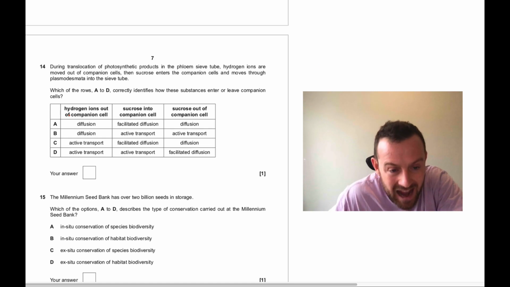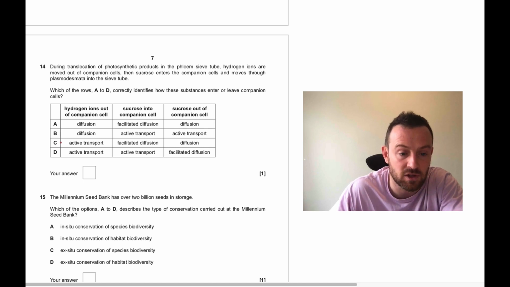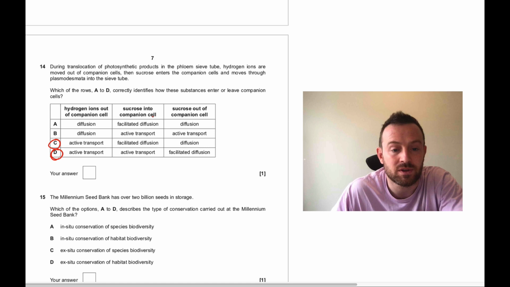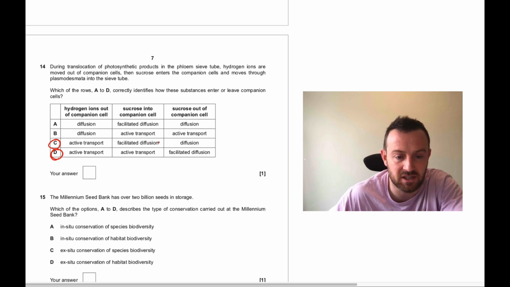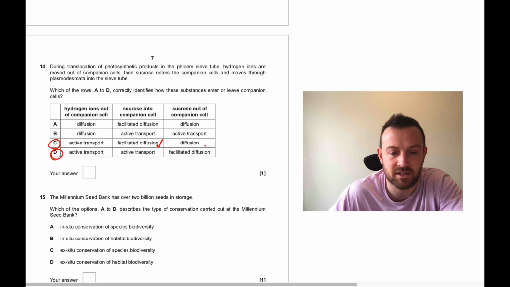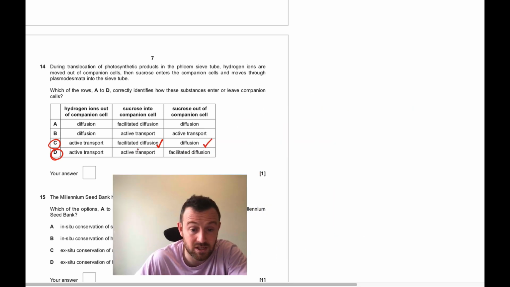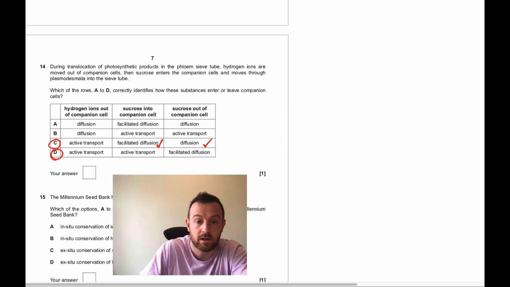Okay, so hydrogen ion out of the companion cell. This is active transport, so it's either C or D. Sucrose into companion cell, facilitated diffusion. Yeah, it's actually sort of co-transport. And sucrose out of companion cell is diffusion. So yeah, it's 14C. Just draw a quick picture of that here.